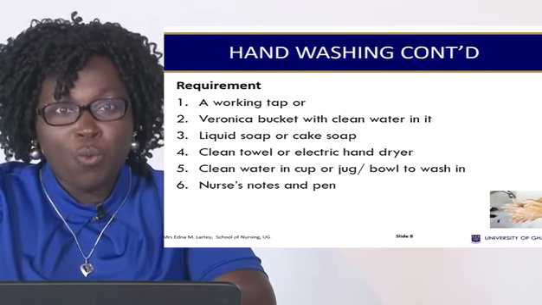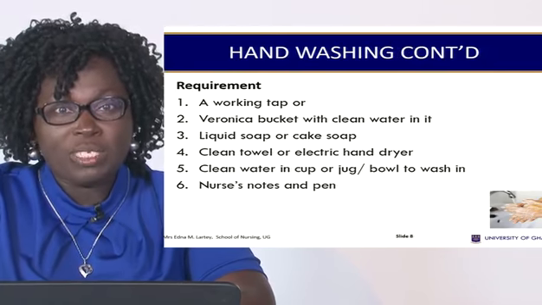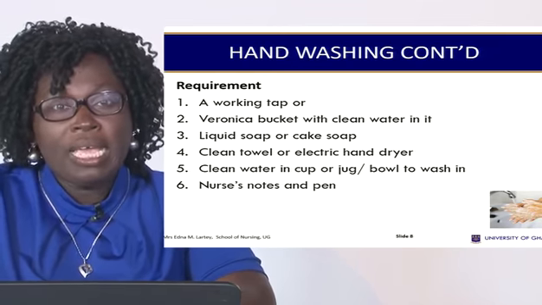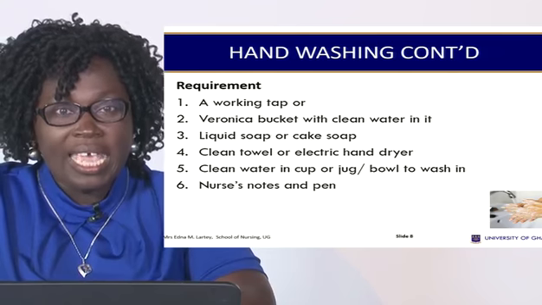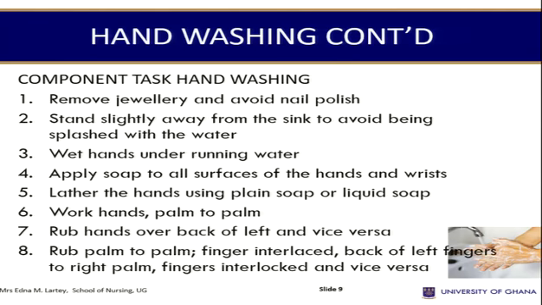What are the requirements for hand washing? You need a working tap, a Veronica bucket with clean water in it, liquid soap or cake soap, a clean towel or electric hand dryer, clean water in a cup or a jug, a bowl to wash in, and then nurse's notes and a pen. Now, for the components of hand washing, before you start, you first have to remove your jewelry and avoid any nail polish. Stand slightly away from the sink to avoid being splashed with the water.